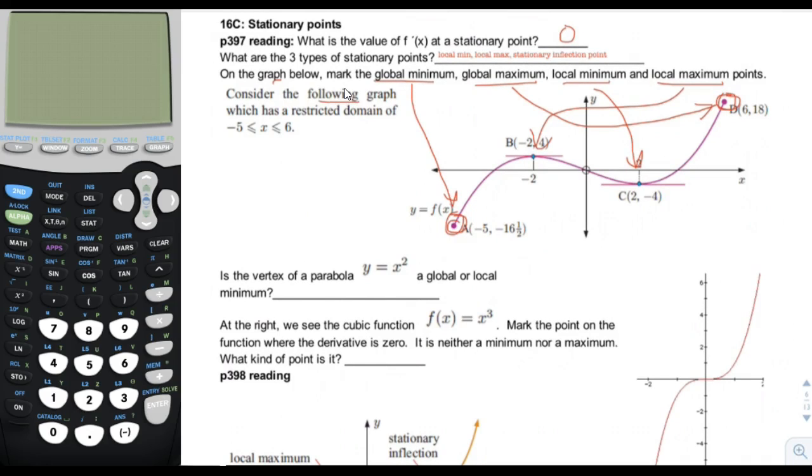Okay? All right, next. Is the vertex of a parabola y equals x squared a global or local minimum? Okay, here is a parabola y equals x squared. They're talking about the vertex right here. Is that a global or a local minimum? Well, can you balance a ball there? Yes. So it's a local minimum, yes. Is it a global minimum? Is it the lowest point on the curve, including endpoints? Yes. Also yes. So it's both.